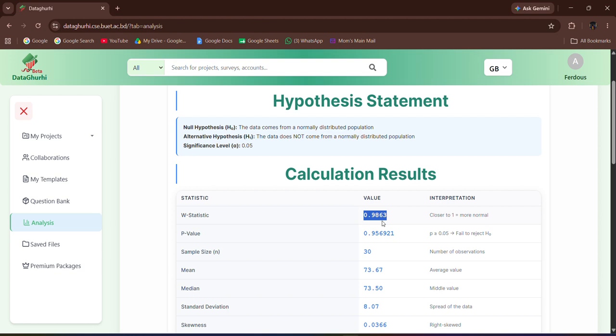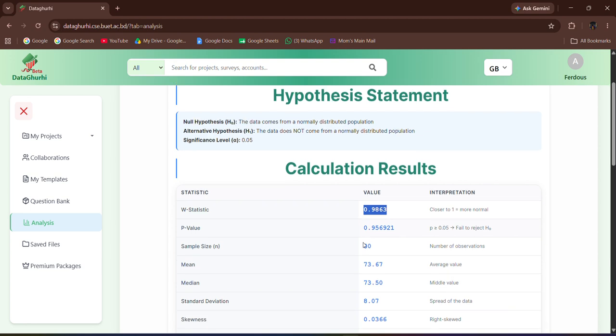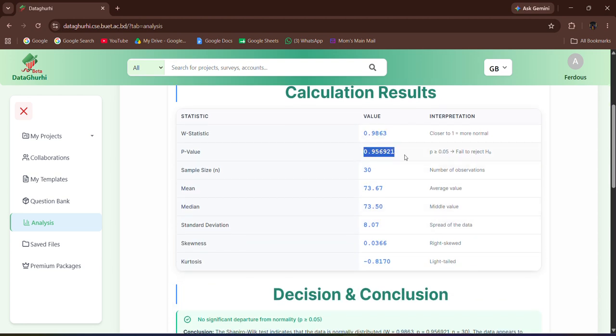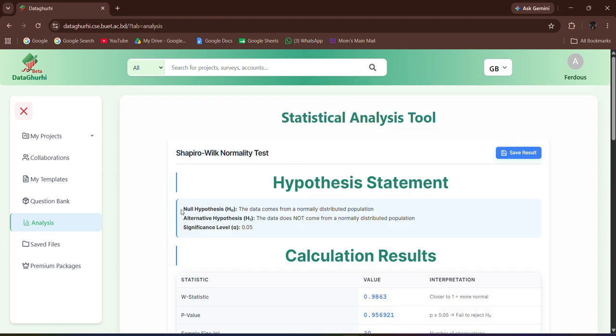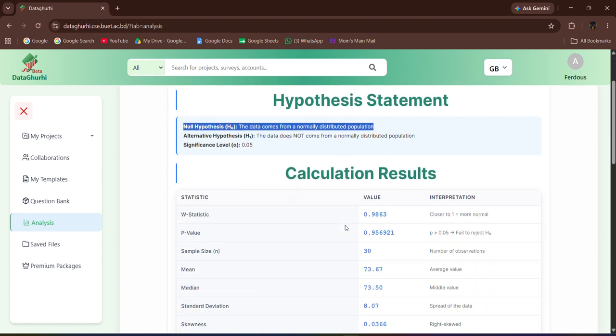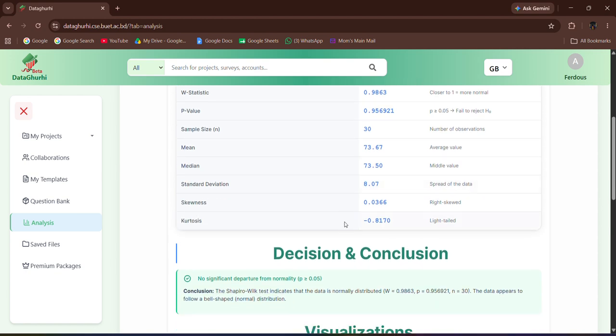And as you can see here, it is very close to 1. So it indicates that the students' exam score dataset closely matches the pattern expected from a normal distribution. And the p-value is found at this. It is greater than or equal to 0.05, so it fails to reject the null hypothesis. It means that the observed data are consistent with a normal distribution.